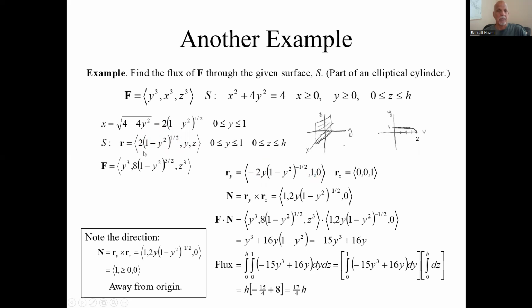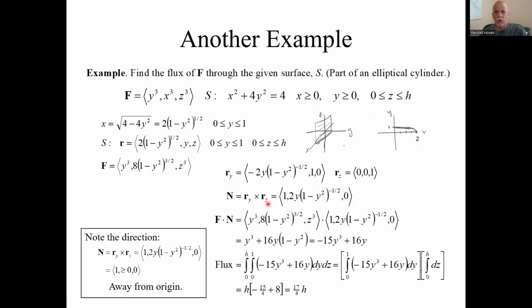And with respect to z, no z here, 1, 0, 1, at the r sub y and the r sub z. Now let's cross them. In this case, it's kind of easy. We don't have to set up the determinant because it's an i thing crossed with a k thing and a j thing crossed with a k. I won't go through that, but that's that cross product.